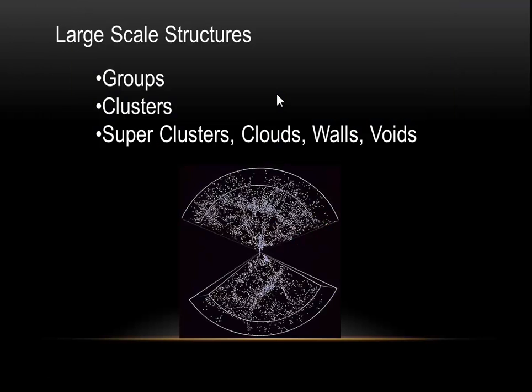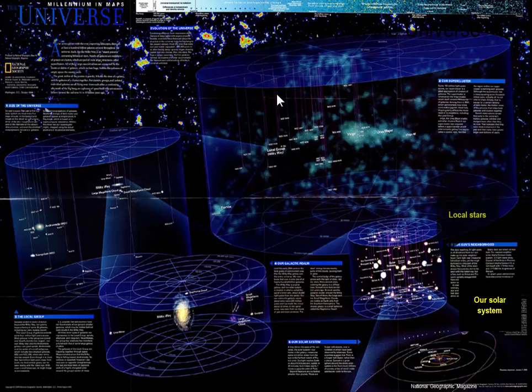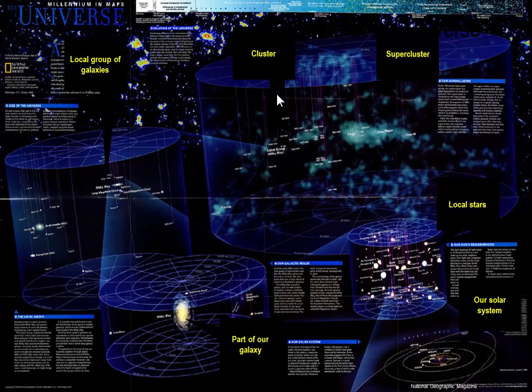Now let's look at the structure of these groups of galaxies and see what we get. Now this is a map showing how the universe is kind of structured. We start off here with our solar system, which is part of a group of stars, in the local branch, where we have the local stars. All these come together to make part of our galaxy. Our galaxy fits together with other galaxies to make a local group of galaxies. These galaxies make clusters, and the clusters make superclusters.